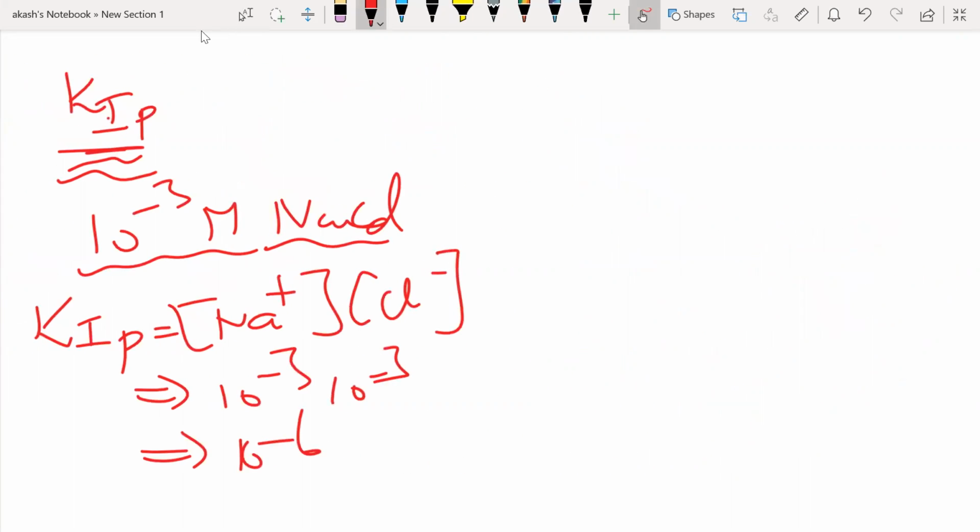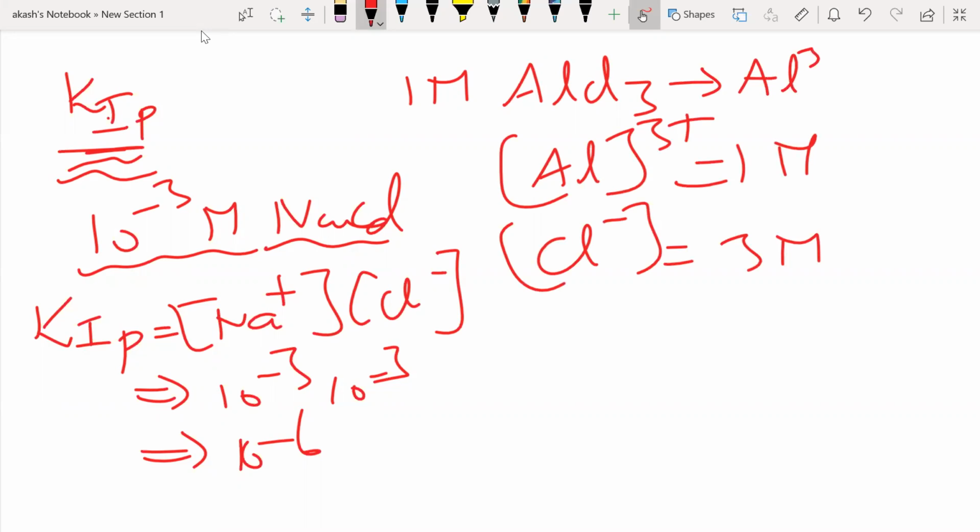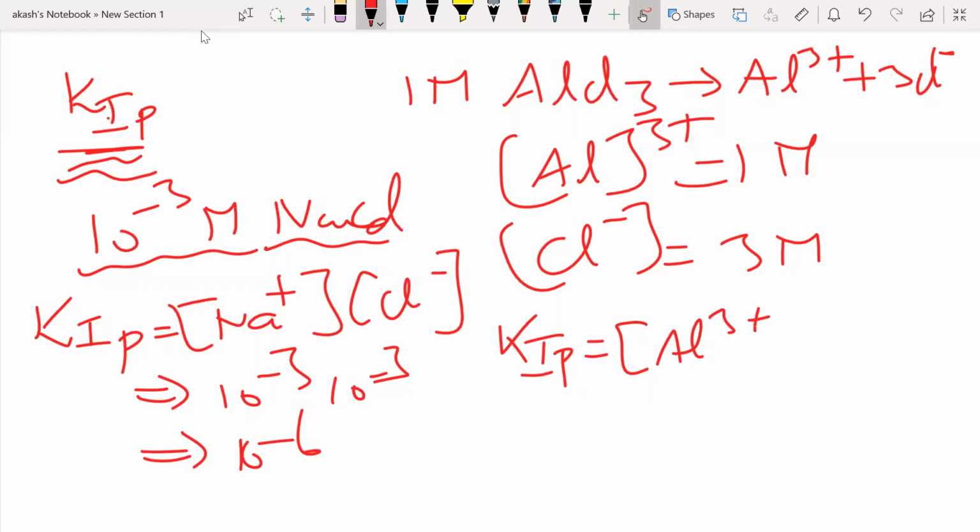For example, say I have 1 M AlCl3. Please remember the concentration of Al3 plus from this will be 1 M, and the concentration of Cl minus from this would be 3 M. You can see this will dissociate to form Al3 plus and 3 Cl minus. That is obvious, right? Now if I write the ionic product, it will be the concentration of Al3 plus into the concentration of Cl minus to the power 3 should come.